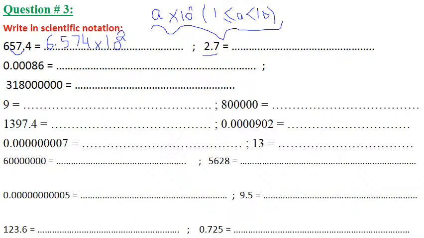2.7, this number is already a number between 1 and 10, so we keep it 2.7, and because we didn't change this number, any number not changed is multiplied by 10 to the power 0. Here we have the zeros to the left of the point. Let us split between the zeros and the number. Is 86 a number between 1 and 10? No. How can I make it between 1 and 10? I write it 8.6.